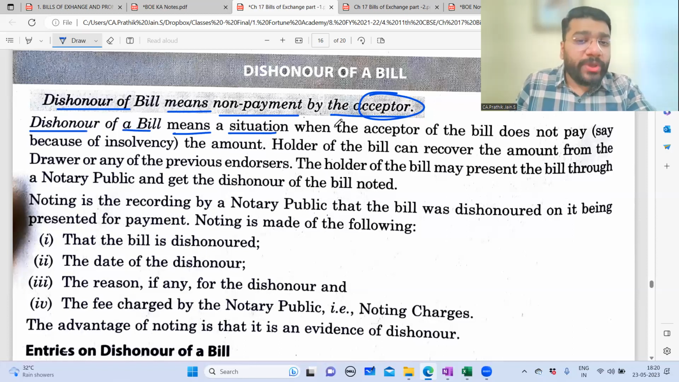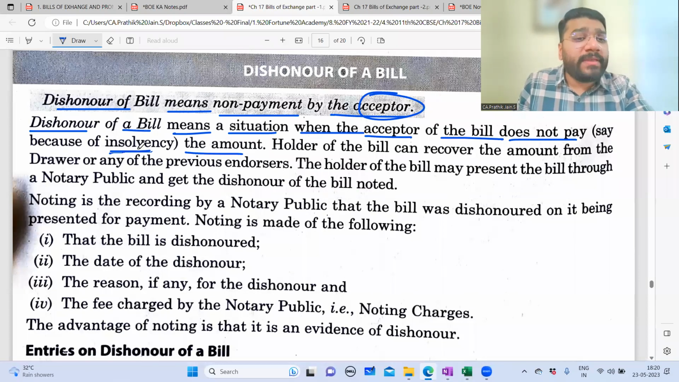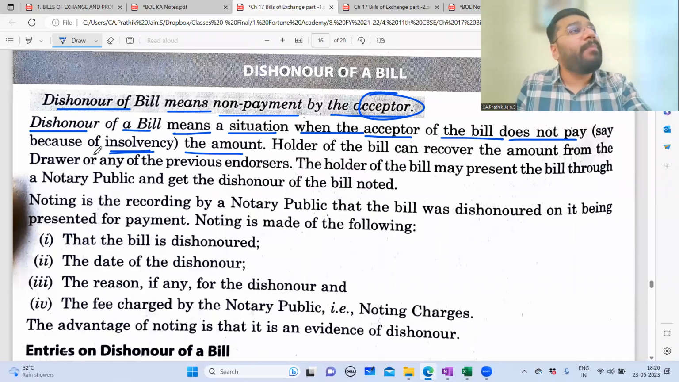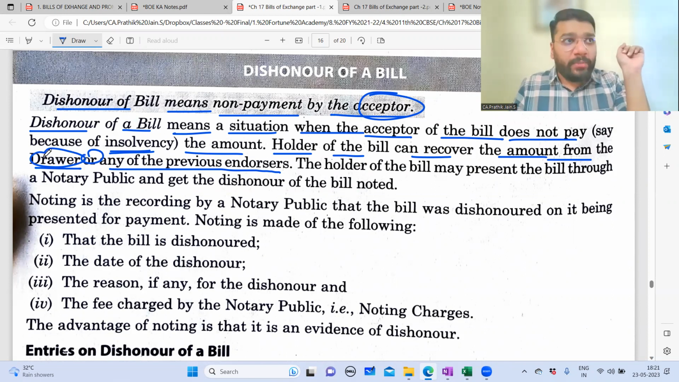Dishonor of a bill means a situation when the acceptor of a bill does not pay the amount. The reason can be anything. One example they've given here is insolvency. Insolvency means being bankrupt, he's become a pauper, he's lost it totally. He doesn't have any money, so he's not able to pay. This is one example, but the reason could be anything else also. Holder of a bill can recover the amount from the drawer or any previous endorser. The drawer here means the drawer of the promissory note they're talking about. Don't get confused.